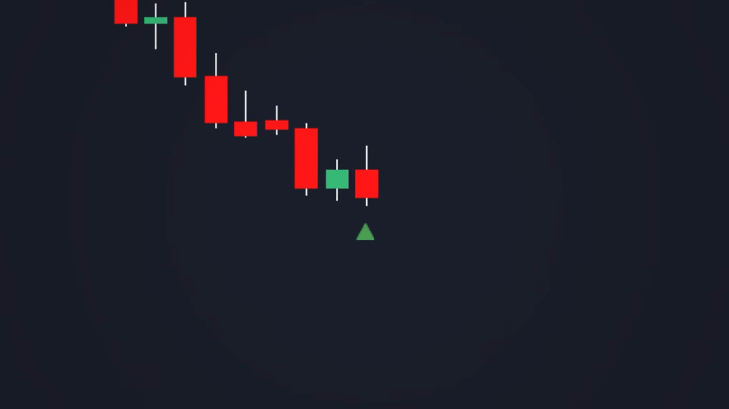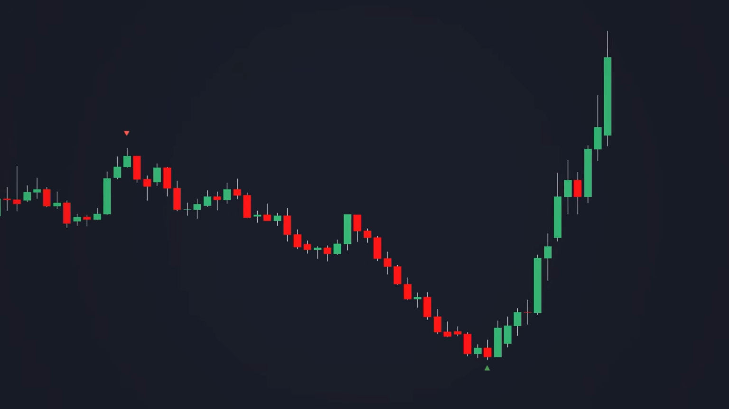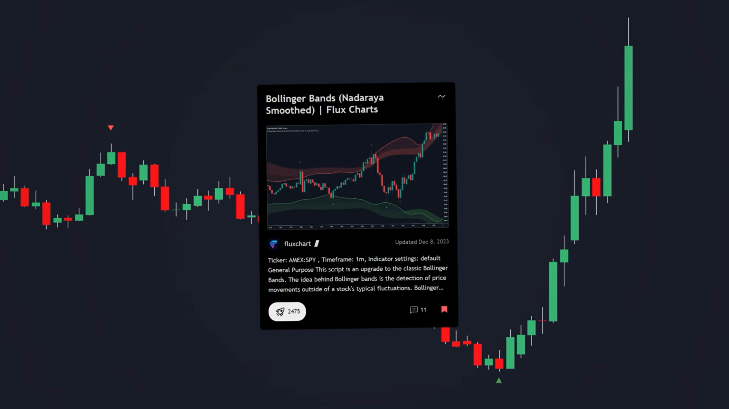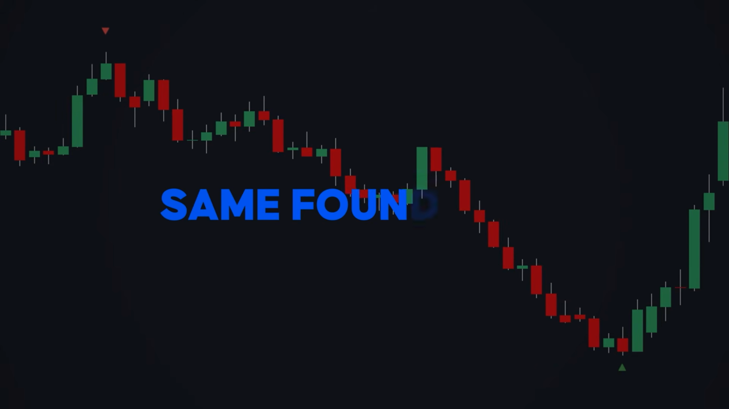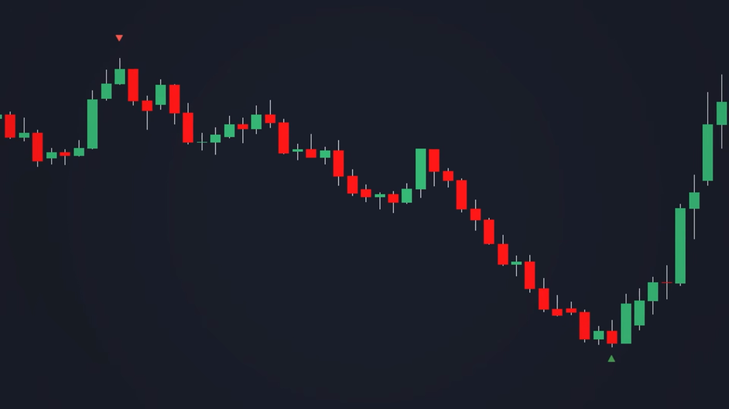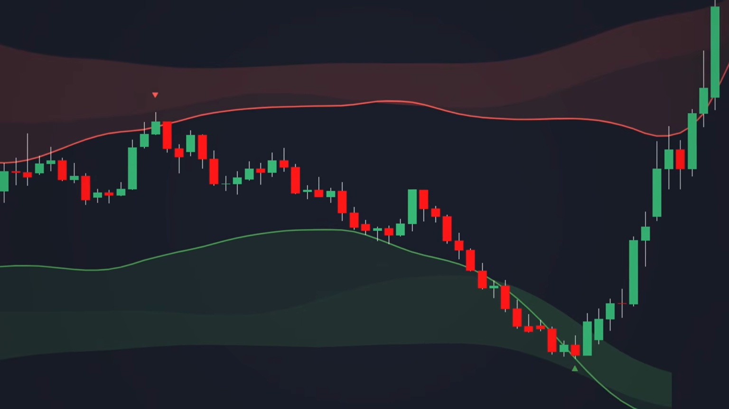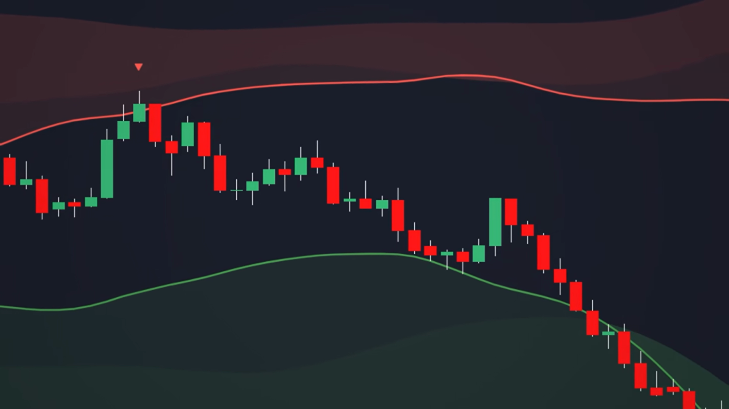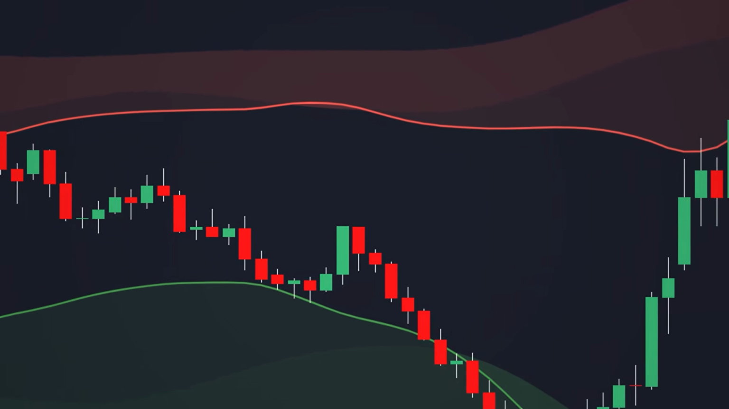But what if you could get the same volatility signals with none of the noise? That's exactly what the Nadaraya smooth Bollinger Bands do. They take the exact same foundation, price averages and standard deviation, but then they apply one powerful upgrade, statistical smoothing, and the result is a clean, stable band that filters the noise without lagging behind.